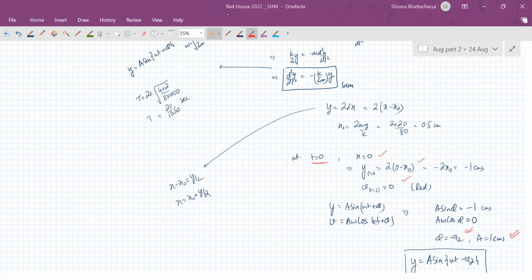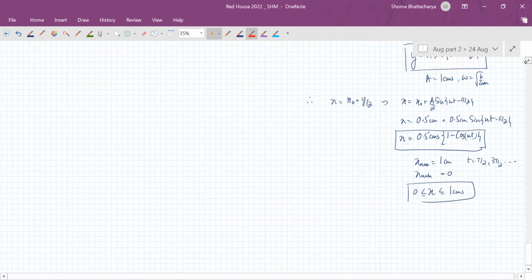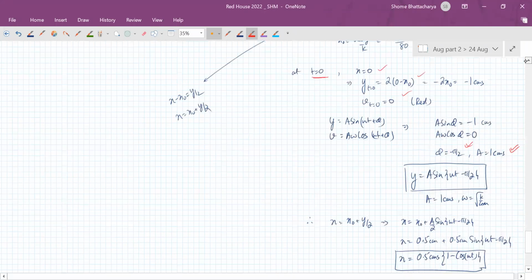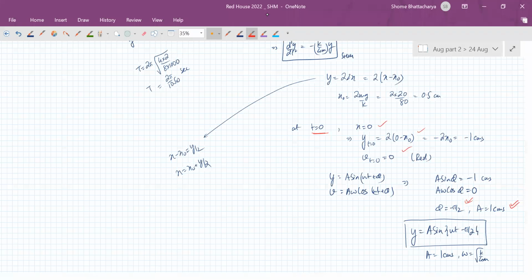Okay, so Nikita, I hope you have understood the concept of the constraint relation here, and that we cannot use an equivalent mass concept directly over here, right? Yes, sir. Okay.